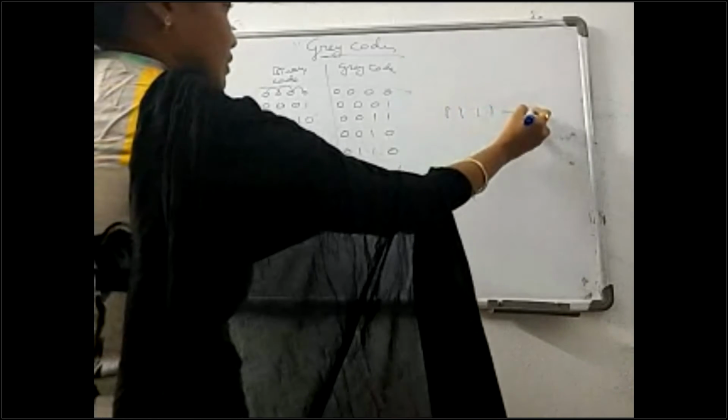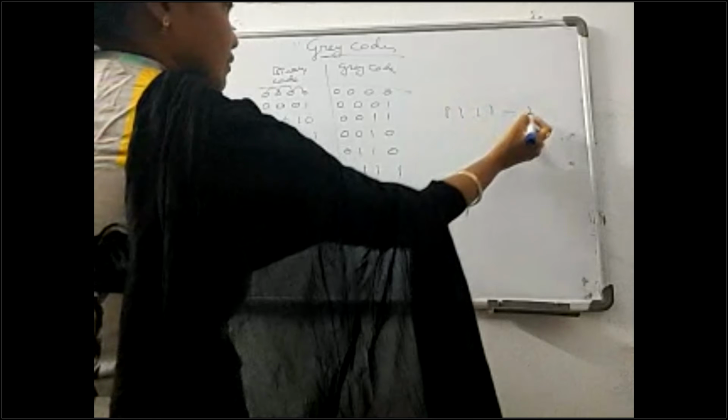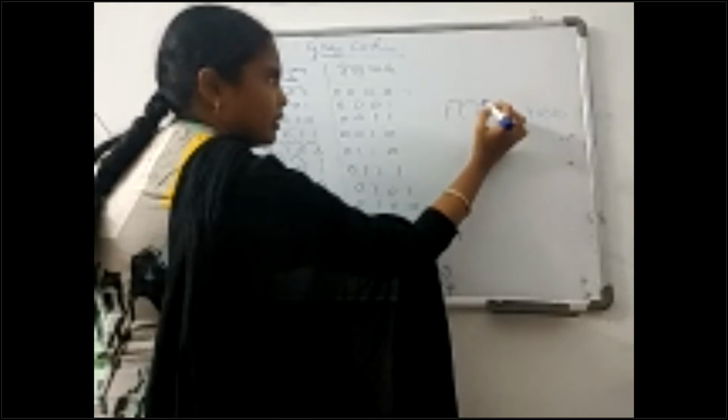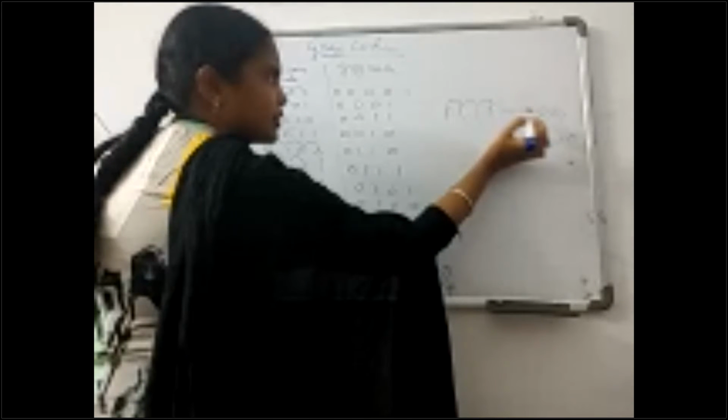So first one is 1. 1 XOR with 1 is 0. 1 XOR with 1 is 0. 1 XOR with 0 is 1. This is the gray code operation.